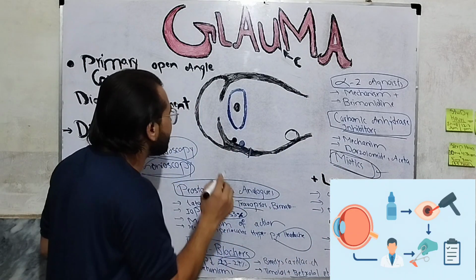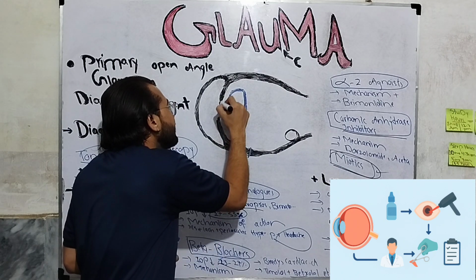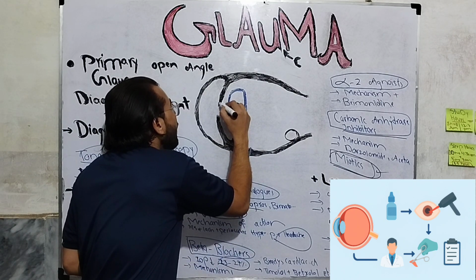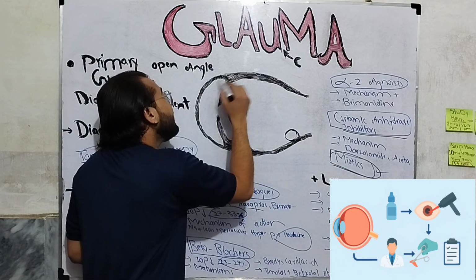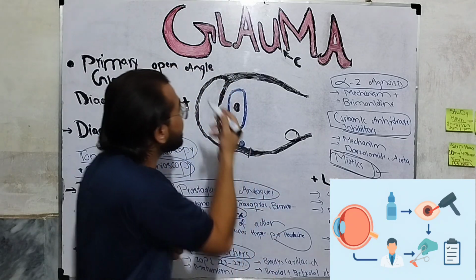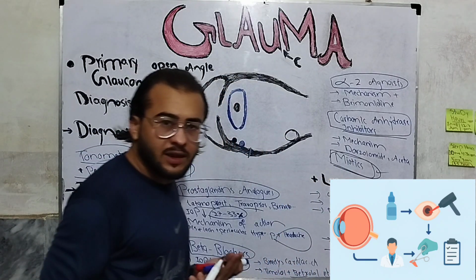The main function of the miotics is ciliary muscle contraction and pupillary constriction. Okay, it causes miosis. The main role is that it increases the aqueous outflow through the trabecular meshwork, but the trabecular meshwork is blocked. So, what is the role of miotics then?